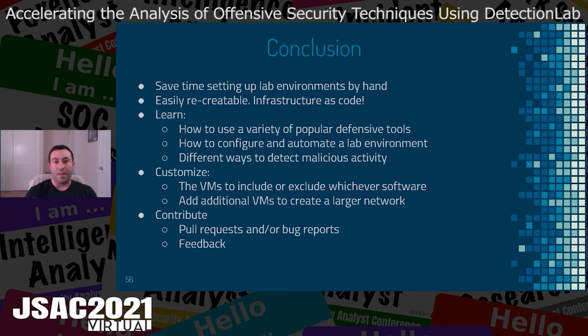If you are a DevOps professional, for example, maybe DetectionLab might be useful to learn how to configure and automate some elements of a lab environment. Lastly, if you are a detection engineer, use DetectionLab to find different ways to detect malicious activity. Also know that DetectionLab is customizable. These VMs can be modified to include or exclude whichever software that you prefer. If you would like just a stripped down Active Directory, that's a very easy change to make.